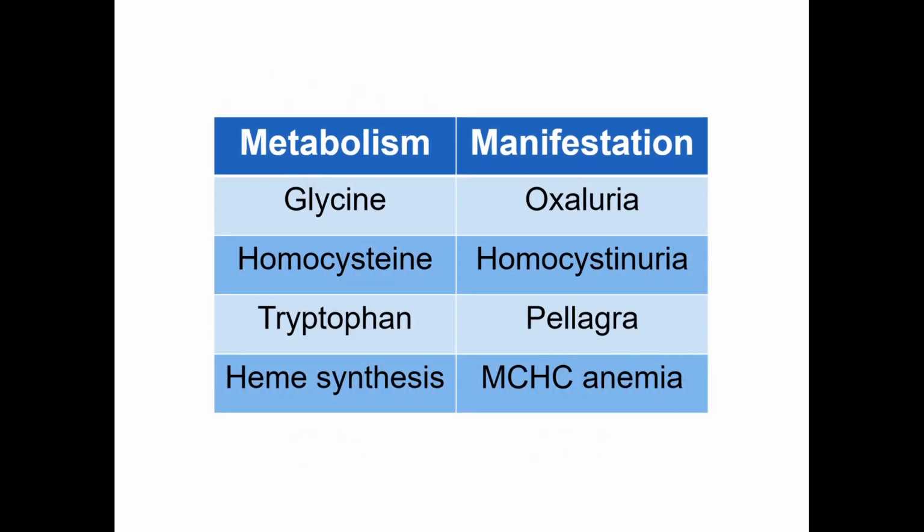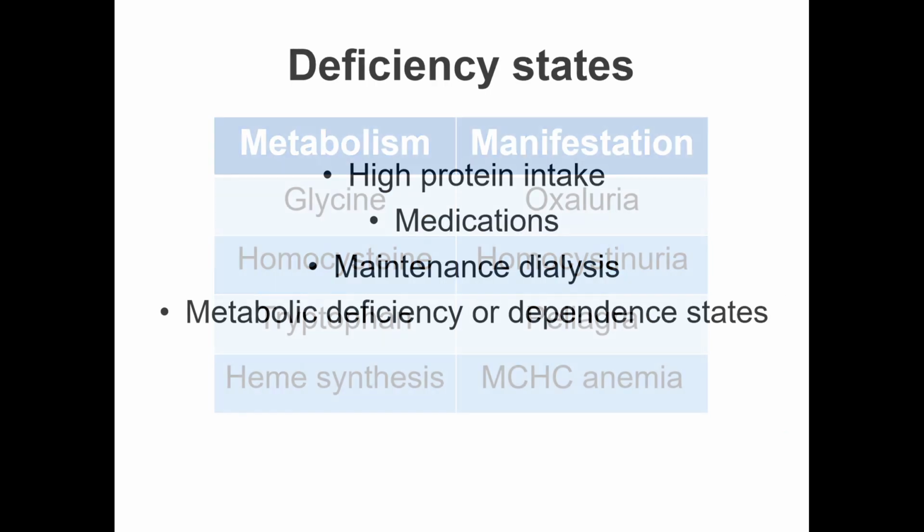To summarize, pyridoxine deficiency affects glycine metabolism leading to oxaluria, which presents as bladder and renal stones. Homocysteine metabolism is affected, leading to homocysteinuria, manifesting with the features of homocysteinuria, which are vascular features or soft tissue features, and also peripheral neuropathy. Tryptophan metabolism is affected, leading to Pellagra-like features, and heme synthesis is affected, leading to microcytic hypochromic anemia.